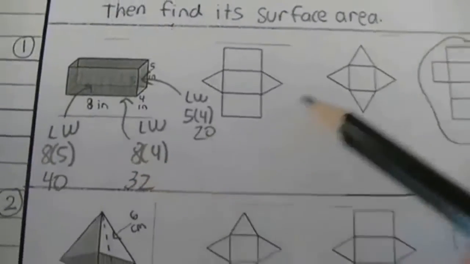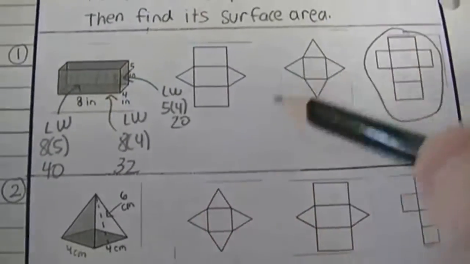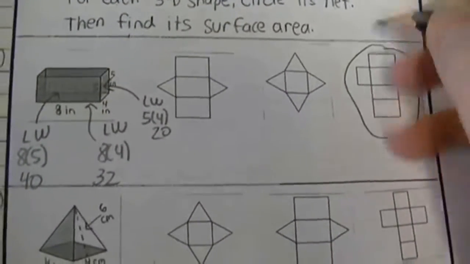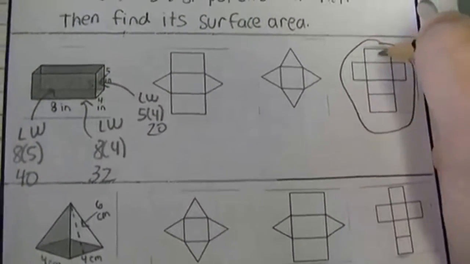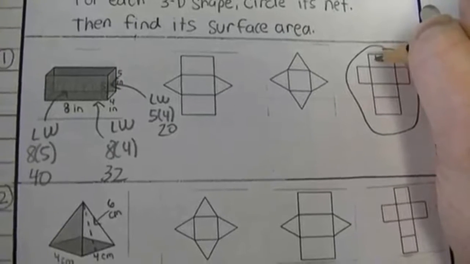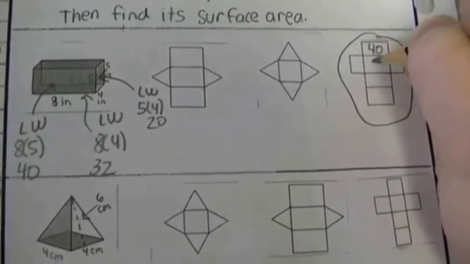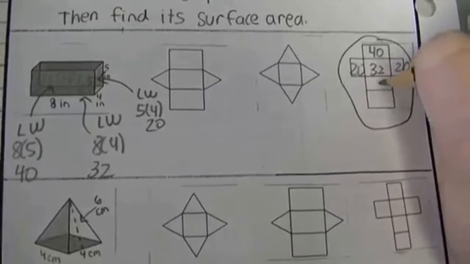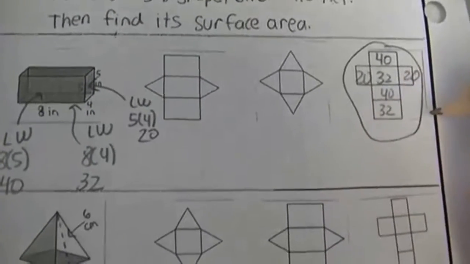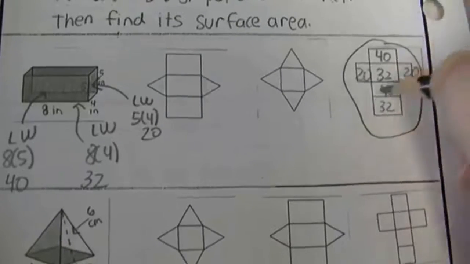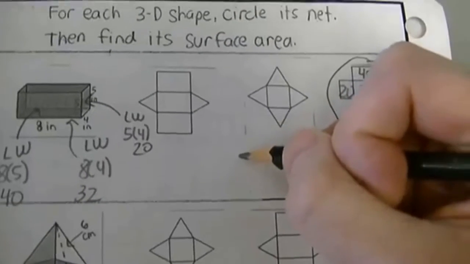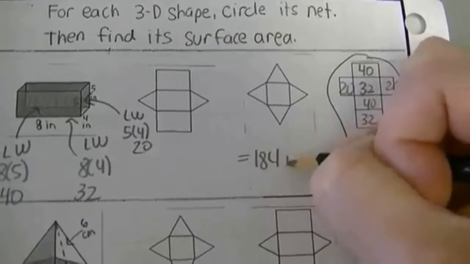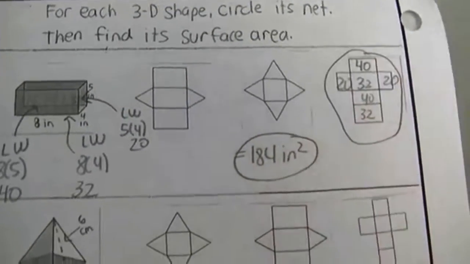But now I'm going to go ahead and use the net, so I account for all of the faces of this rectangular prism. So this one corresponds to the 40, 32, this part is 20, 40, and 32. Okay, so when I add all of those together, I'm going to end up with 184 inches squared as the surface area, unless I messed up, okay?